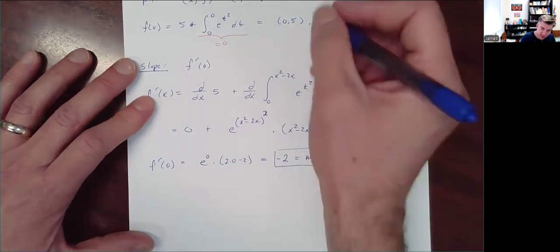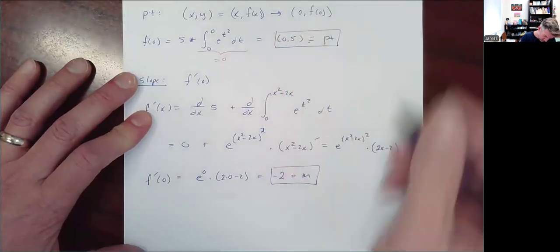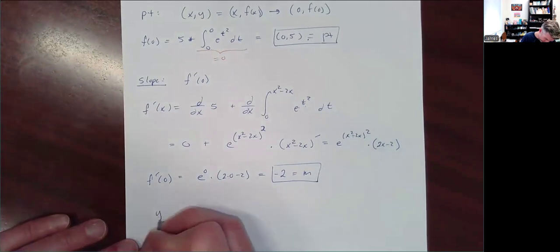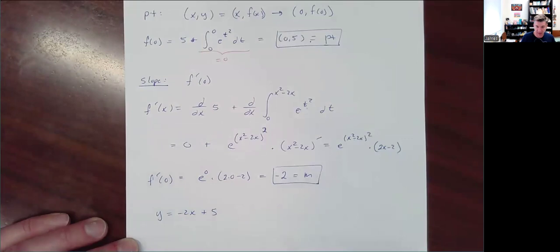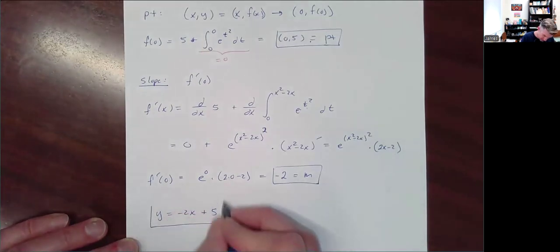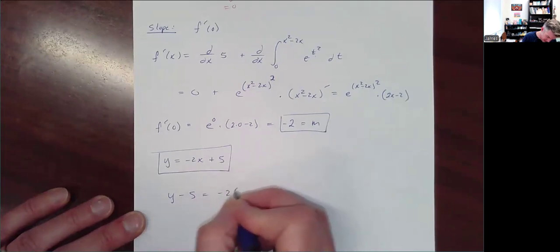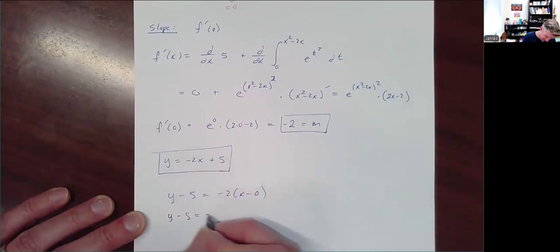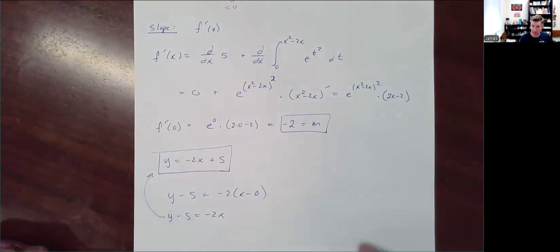So we have a slope, we have a point. So then our equation, you can either use y equals mx plus b and say y equals negative 2x plus 5, since we actually know the y-intercept is 5. But if you wanted to show more work, you could have said y minus 5 equals your slope times x minus 0. And then, oh yeah, y minus 5 equals negative 2x, and then add 5 to both sides to get back to there. So there's the equation of our tangent line.